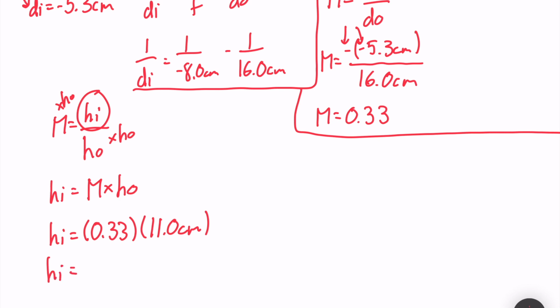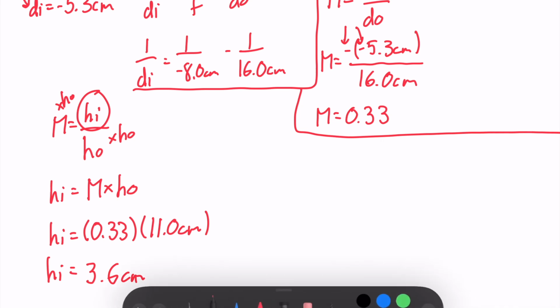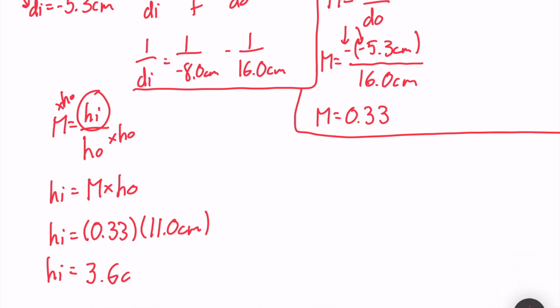And type that into your calculator. So 0.33 multiplied by 11.0, and that will give us our hi. So you should get an hi of 3.63 with significant figures. I'm just going to keep 2. So 3.6 centimeters, and notice it is a positive value. I'm just going to make this a little bit neater here. It's a positive value, so that means our image is upright. Okay, so our hi is 3.6 centimeters.